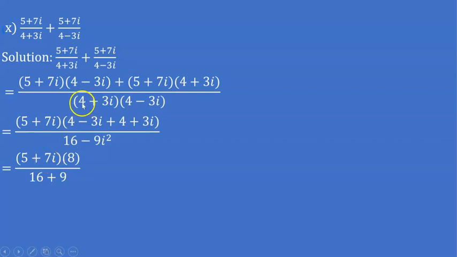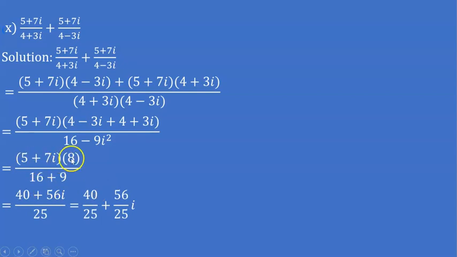Okay. And to the denominator now here, (4 + 3i)(4 - 3i) means what? (a + b)(a - b) means a^2 minus b^2. Similar here, 4^2 means what? 16 minus (3i)^2 means what? 9i^2. i^2 is minus 1. Minus 9 into minus 1, that will become plus 9. Okay. And the next (5 + 7i) into 8 and to the denominator 16 plus 9.